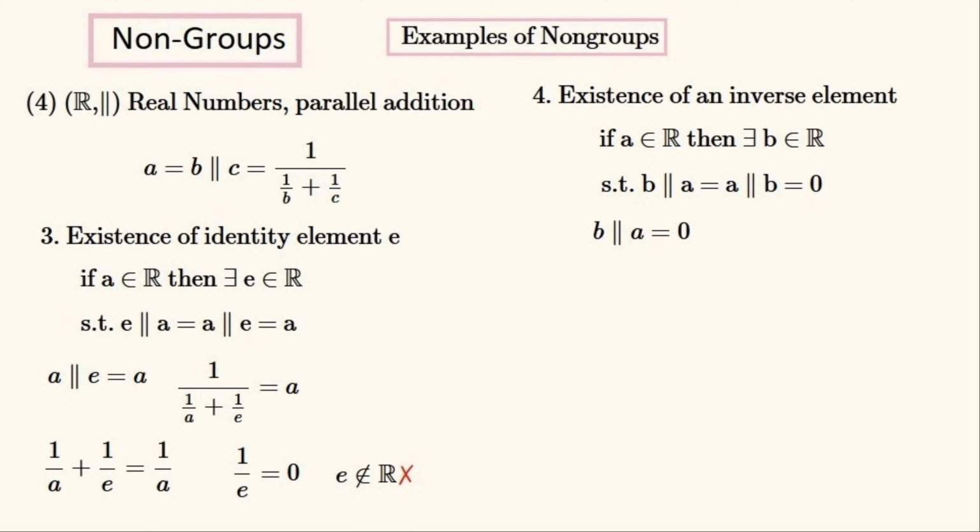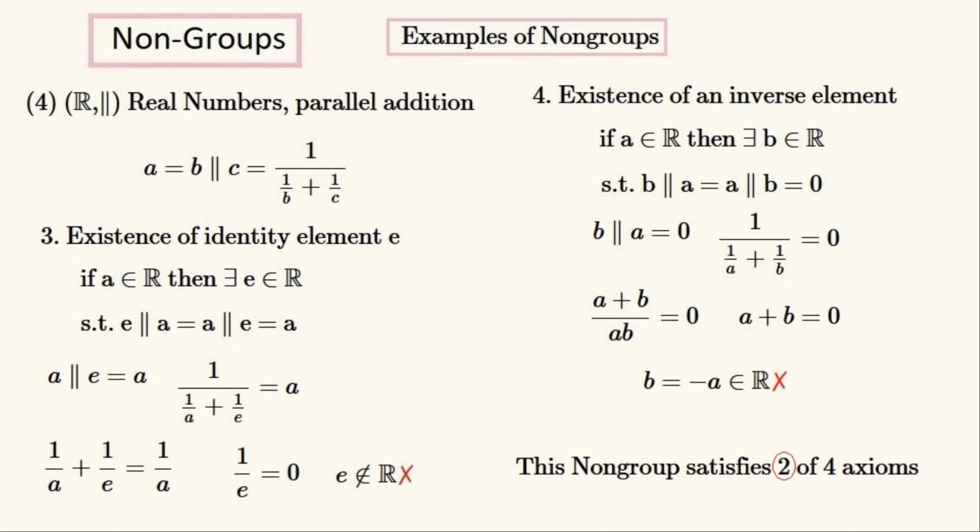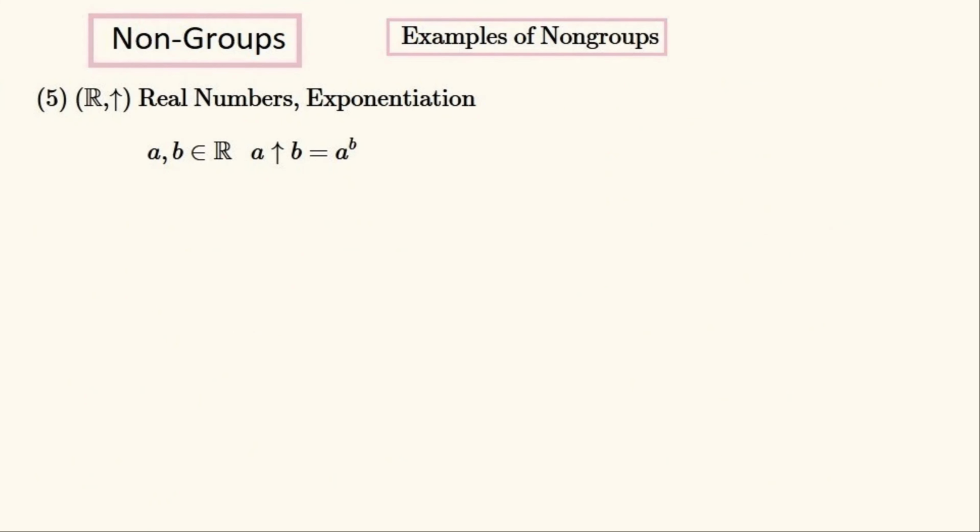We'll solve for B, which is the inverse of A. Manipulating this equation gives us this equation. We'll manipulate it some more. We can ignore the denominator of this fraction and set the numerator to be equal to 0. So now we've found the inverse, which is minus A, but it isn't really an inverse because the identity doesn't exist. So this inverse doesn't really exist either. This number system has now been proven to be a non-group. Now to examine the number system that is the real numbers with the exponent operator.